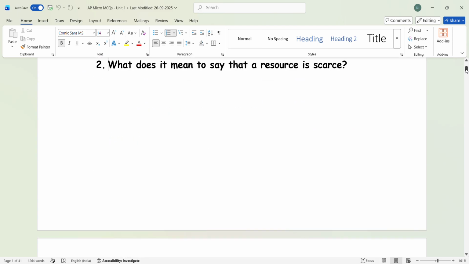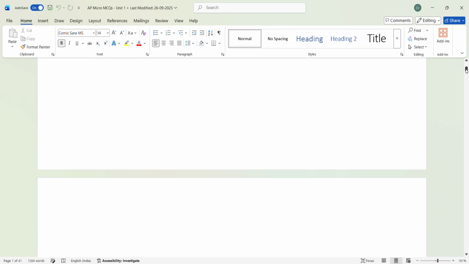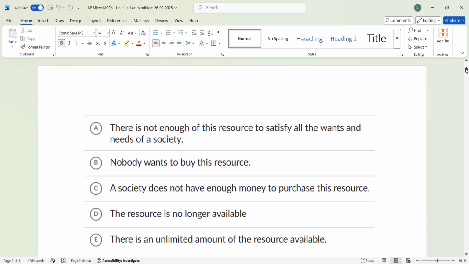Then we have the second one. What does it mean to say that a resource is scarce? Scarcity basically means that there is not enough of this resource to satisfy all the wants and needs of a society. So that's your correct answer. That's option A. If you have done this, then yes, you are understanding the topic.